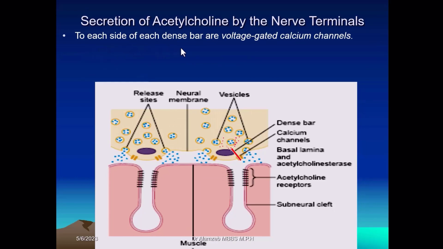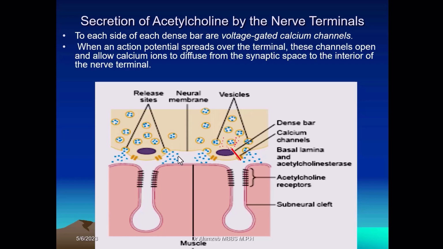To each side of each dense bar are voltage-gated calcium channels. You can see that there are calcium voltage-gated channels present on both sides of this dense bar. When an action potential spreads over the terminal, these channels open. In normal conditions these channels are closed, but when the action potential spreads, they open and allow calcium to diffuse from the synaptic space to the interior of the nerve terminal. This is the synaptic space.